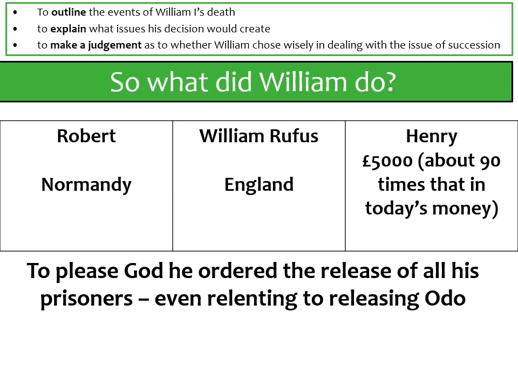The third son, Henry Beauclerc, is given about £5,000, which is about 90 times that in today's money. So it's a sizable fee, but it's certainly not comparable to what the previous two individuals, Robert and William, have inherited. Henry is quite young at this time, but it is nowhere near the amount of money that's available for William to pass on. What William also does, which is quite unusual, is that in order to please God, obviously fearing for his own soul, he orders the release of all of his prisoners.